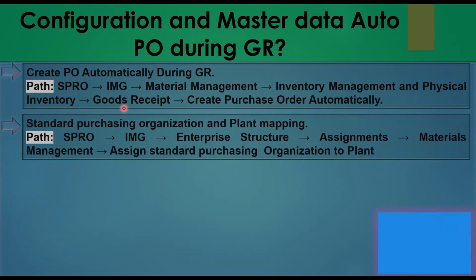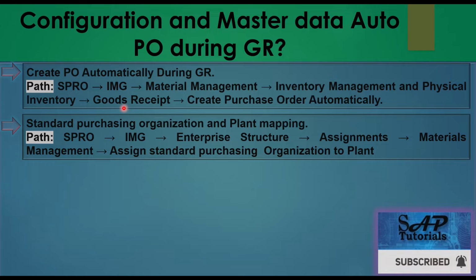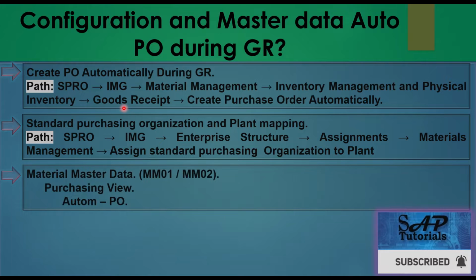Then the next important configuration is we should have assigned our standard purchasing organization to the plant in order to do this auto purchase order at the time of goods receipt. Then there are two checks that must be activated from the master data side. First, we should have activated the auto purchase order tick in the purchasing view under material master, either while creating the material master in MM01, or if we haven't maintained it in MM01, we can edit the same material and update it later.